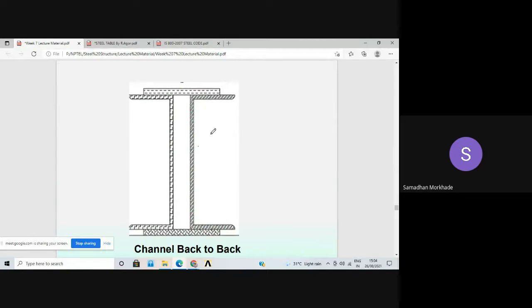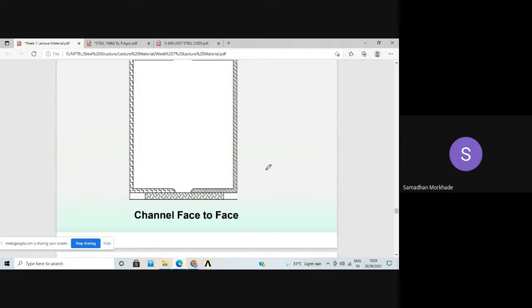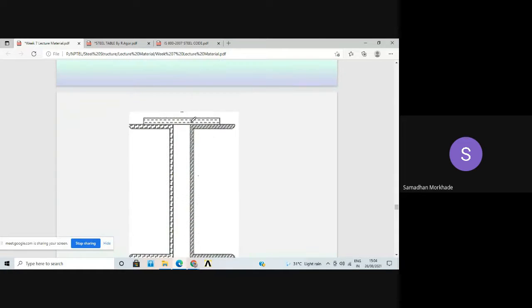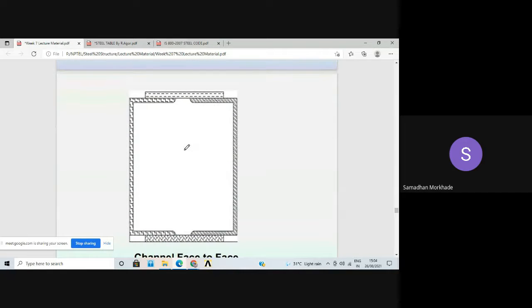This is the second case. These are the two channel sections. This is one channel, this is another channel. They are placed back to back, and there are plates at the top and bottom. Okay, so channel back to back. Then the third is channel face to face. Both cases have the same channel section, same depth, everything the same, but if you place them back to back or face to face, you will get a different moment of inertia.